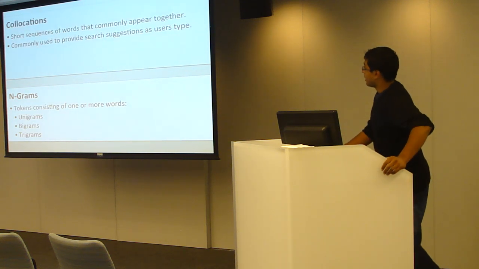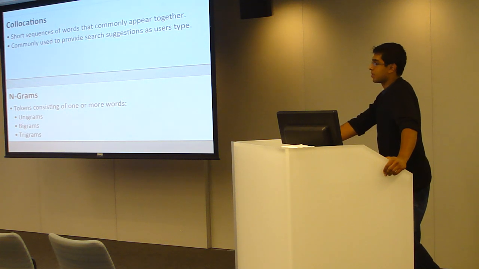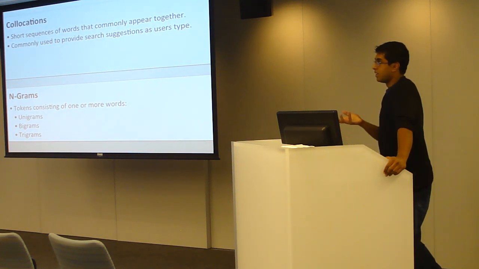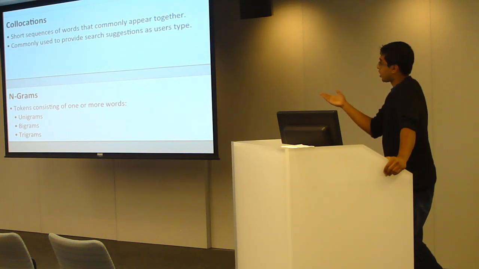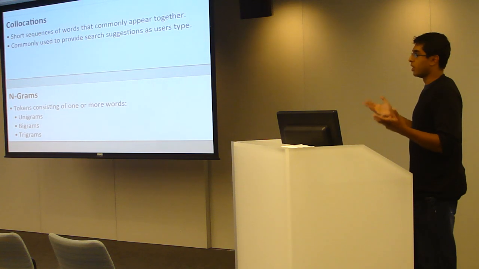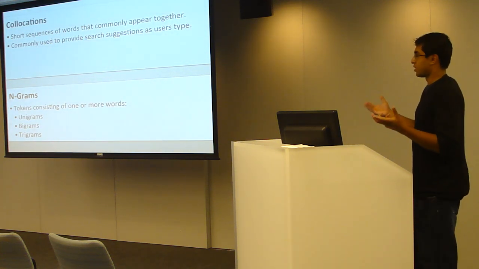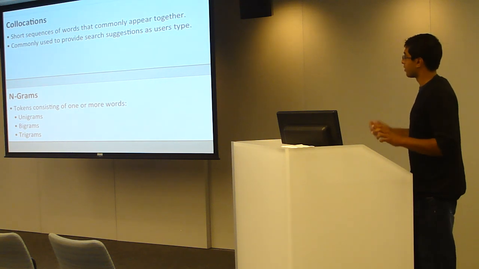We also have a term here, collocations, which are short sequences of words that commonly occur together. They're seen together. We have n-grams, which are chunks, tokens that consist of more than one word. So you do have unigrams, bigrams, trigrams, and basically these are the types of tokens that we have.